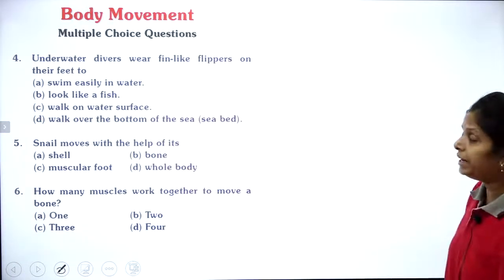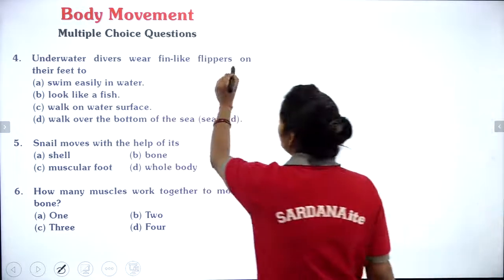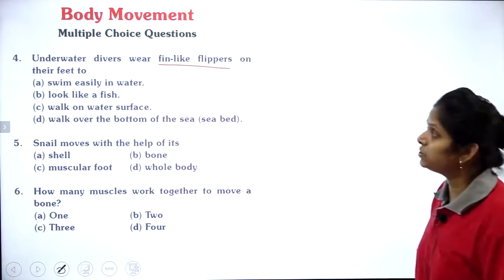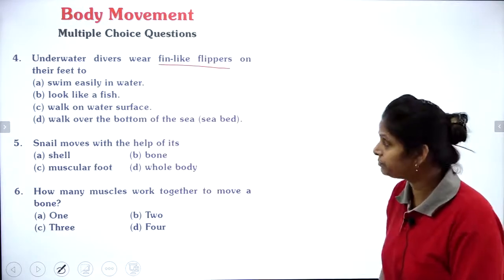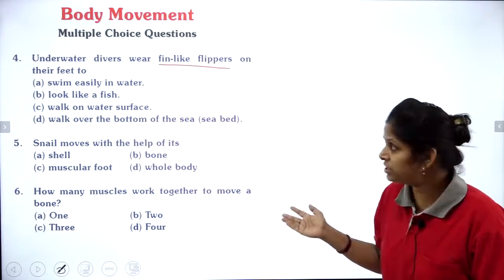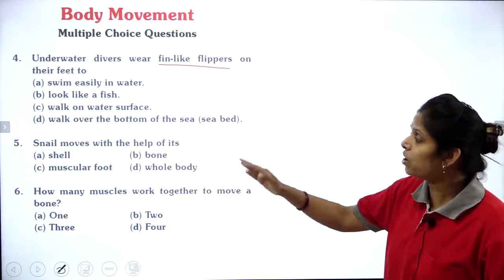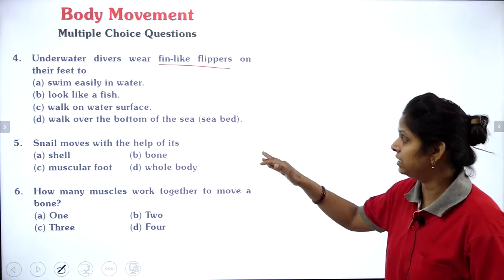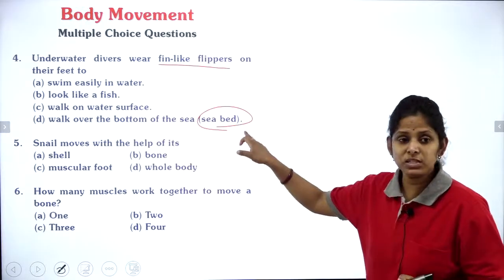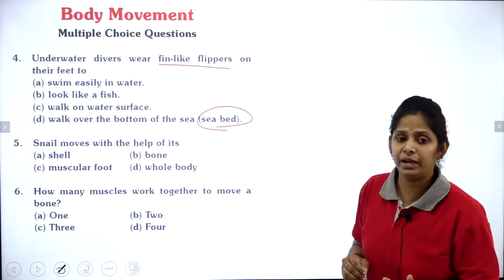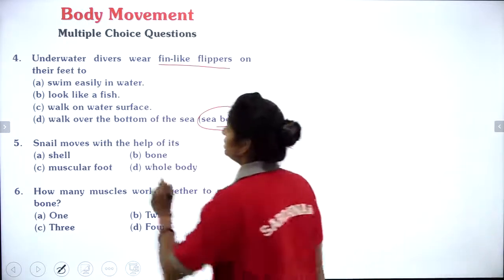Question number 4. Underwater divers wear fin-like flippers on their feet. For what? To swim easily in water, or look like a fish, or walk on water surface, or walk over the bottom of the sea, or we can say seabed. Seabed means bottom of the sea. If we are saying river bed, it means the bottom of the river. So for this, the accurate answer is A.